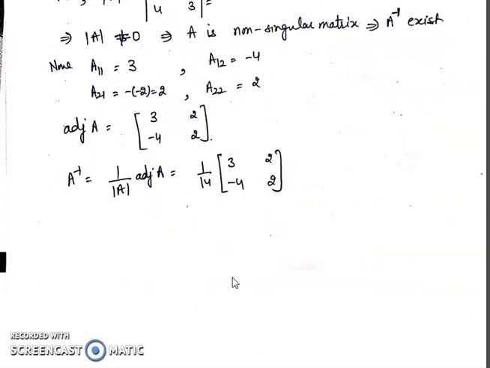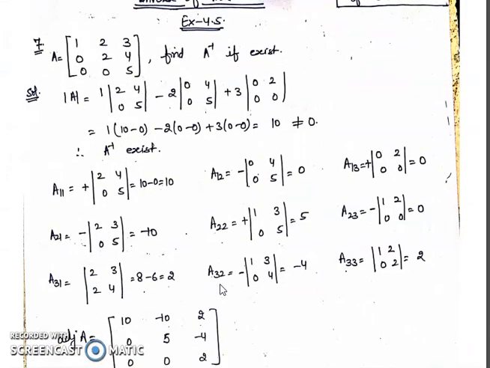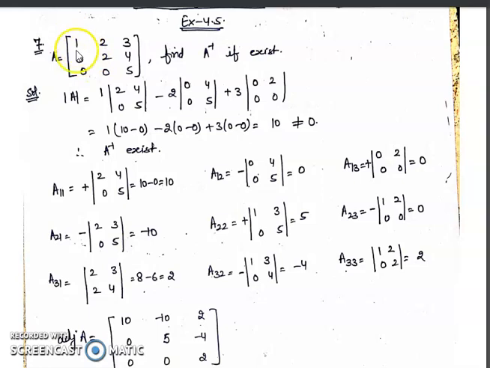Now come to the 3 by 3 matrix. It is question number 7 of your exercise. Now we have to find the inverse. So first of all, find the determinant of A. We expand it along the first row: 1 times the determinant 2 4, 0 5, minus 2 times the determinant 0 4, 0 5, plus 3 times the determinant 0 2, 0 0.